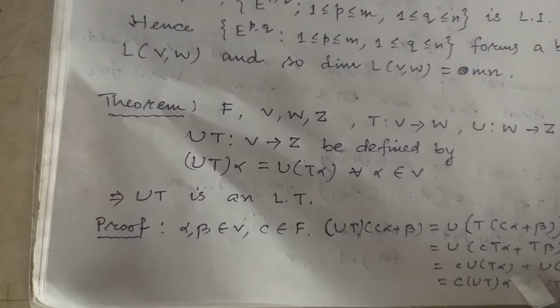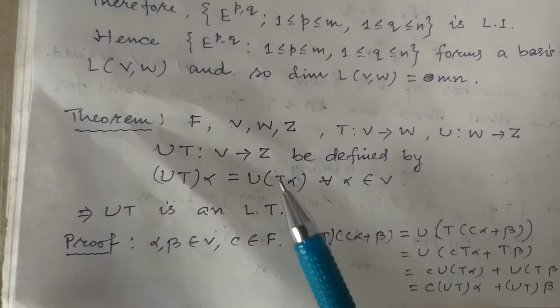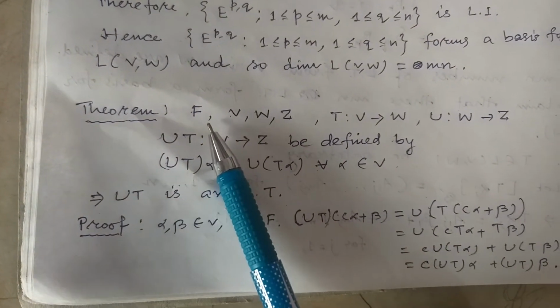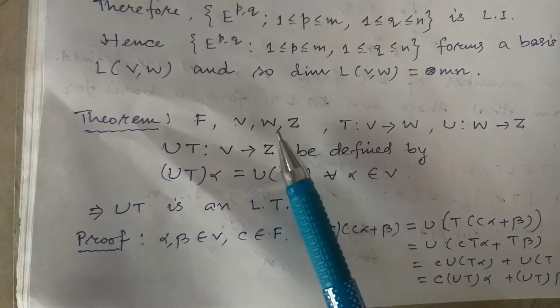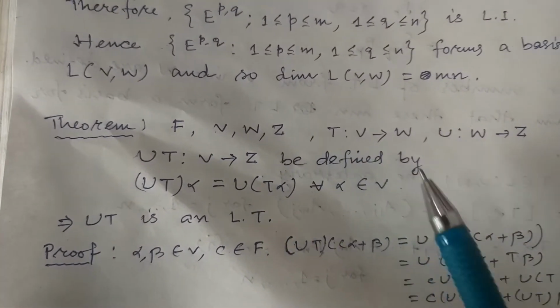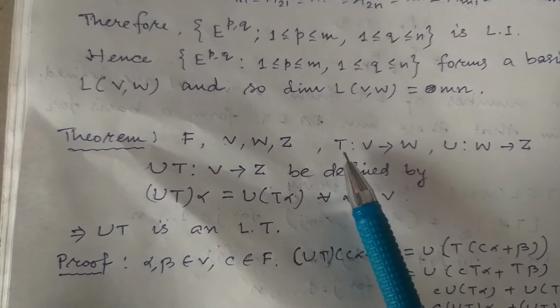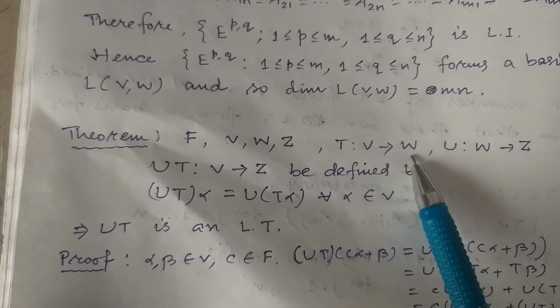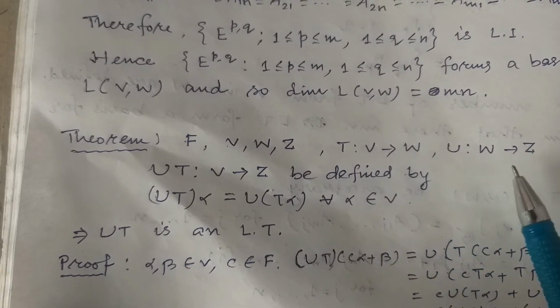Next, theorem on the composition of transformations. Let F be a field, and V, W, Z be three vector spaces over the field F. Let T be a linear transformation from V to W, and U be a linear transformation from W to Z.